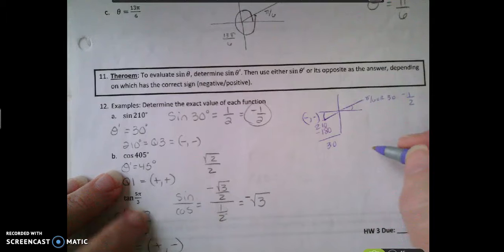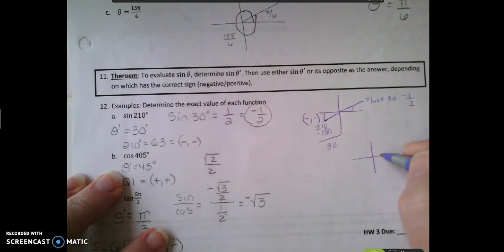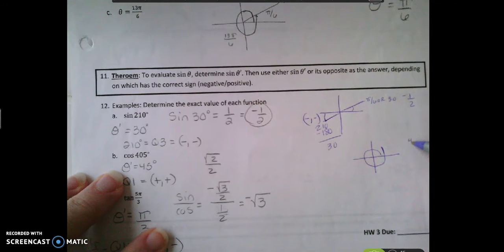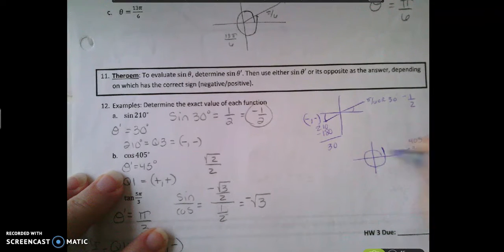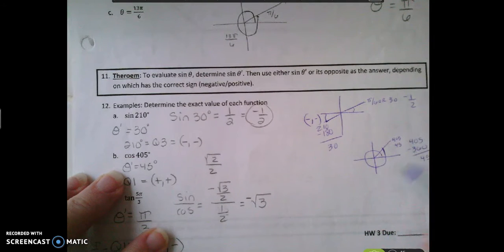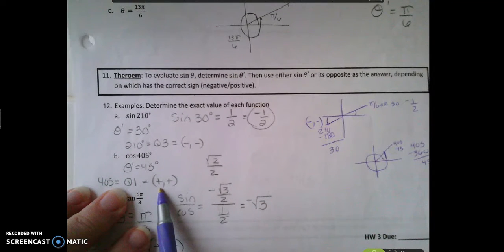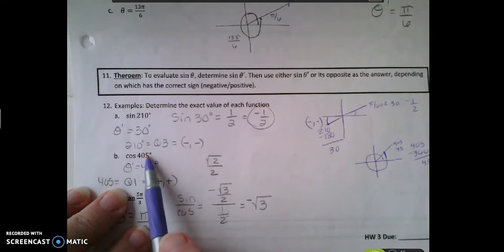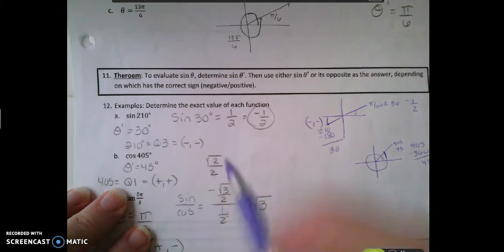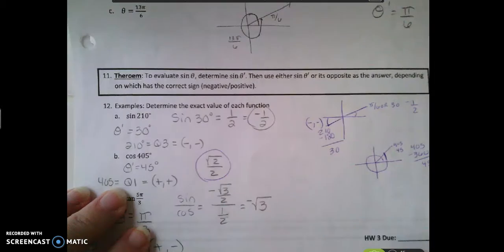Okay, 405. All the way around one time is 360, so 405 has to be over here somewhere. So 405 minus 360 gives me 45. So this is 405 degrees, but it is also 45 degrees. So it is in quadrant 1. All the signs in quadrant 1 are positive. Cosine at 45 degrees is square root of 2 over 2, so my answer is positive square root of 2 over 2.